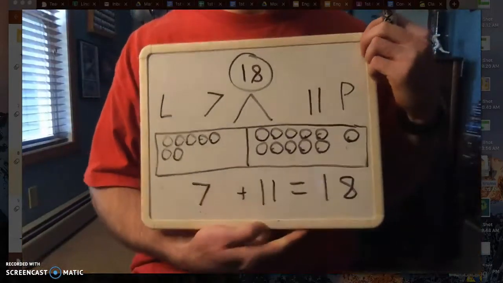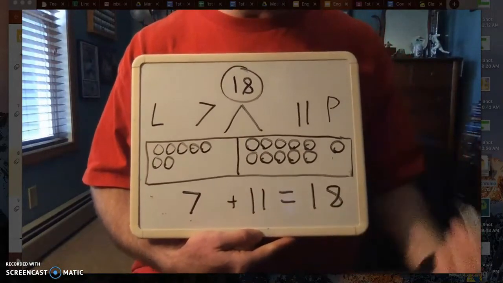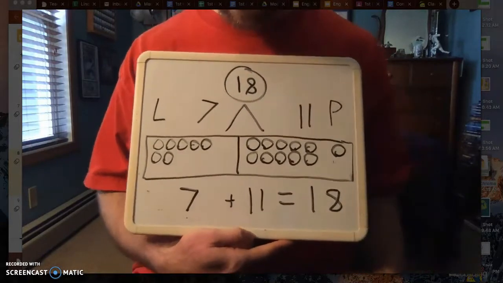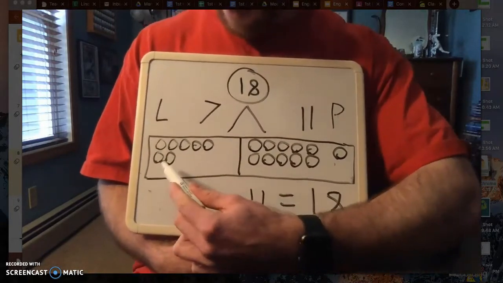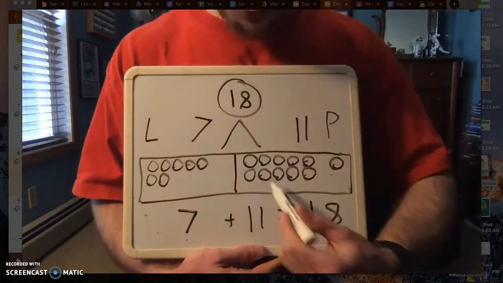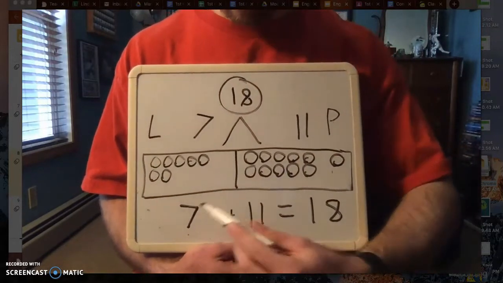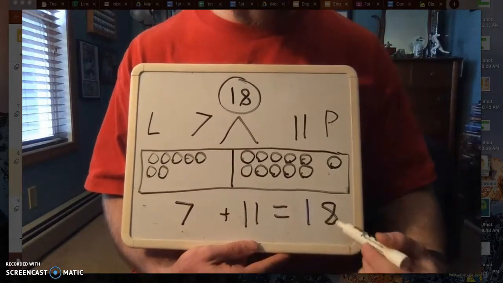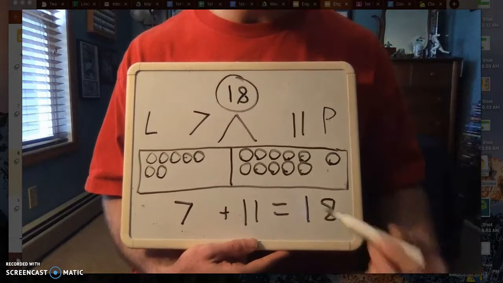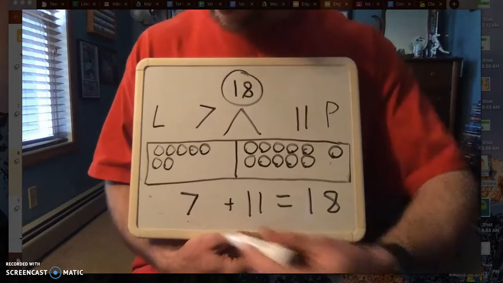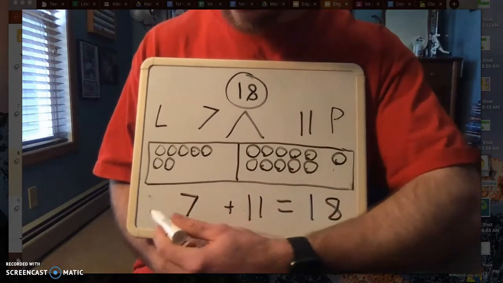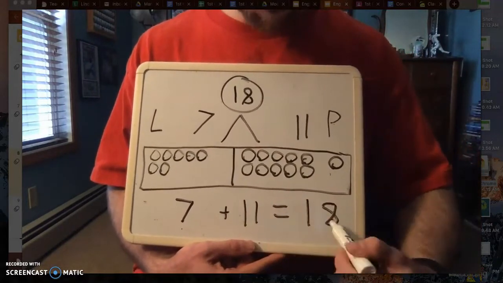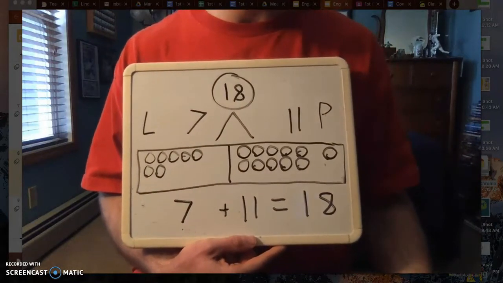My number sentence, I have 7 plus 11 equals 18. Awesome job if you have the same one. Let me explain how I got this. We had one part in our tape diagram was 7, one part was 11. I know that part plus part equals whole. So I know that 7 plus 11 equals our whole, which is 18. Another way of looking at it is Darnell's 7-minute walk to Lee's house plus his 11-minute walk to the park equals 18 total minutes walked.